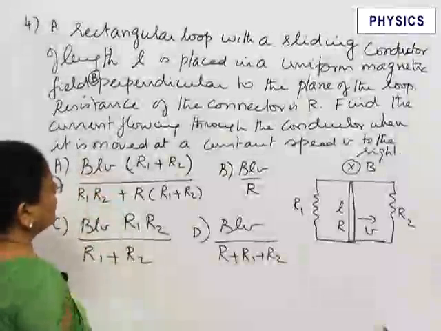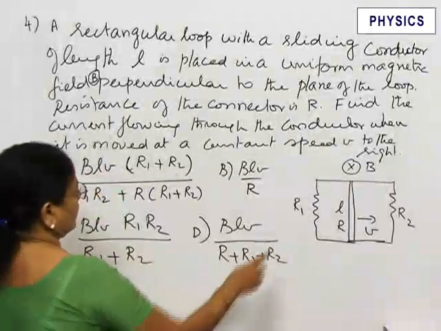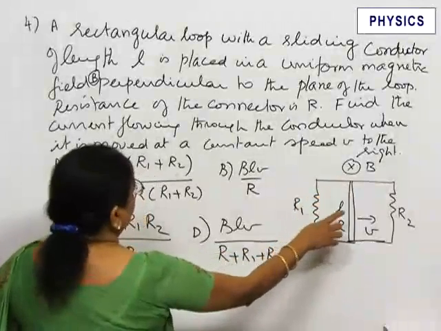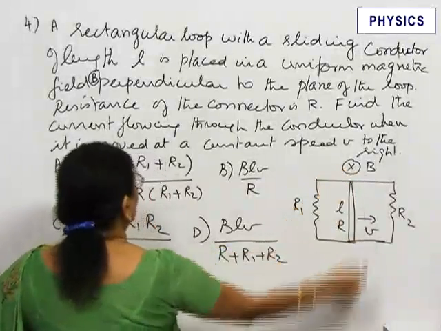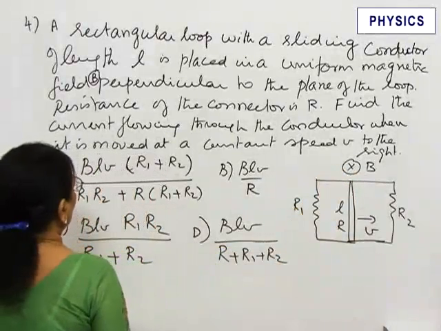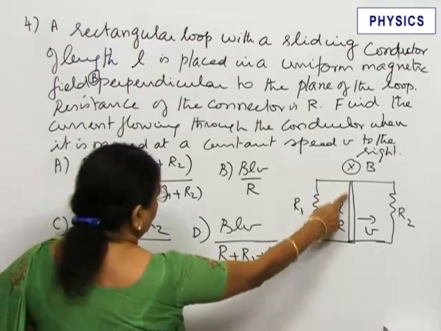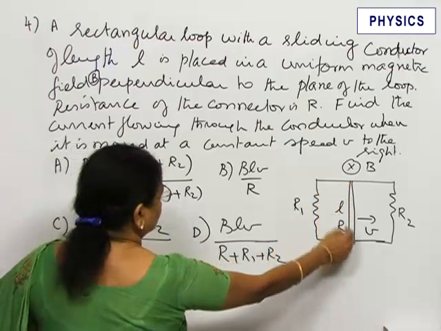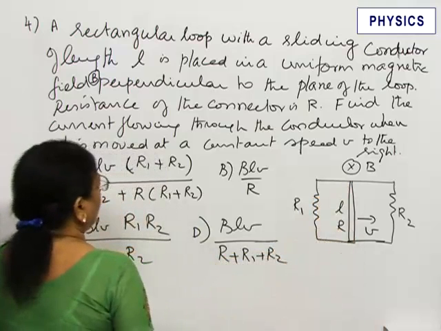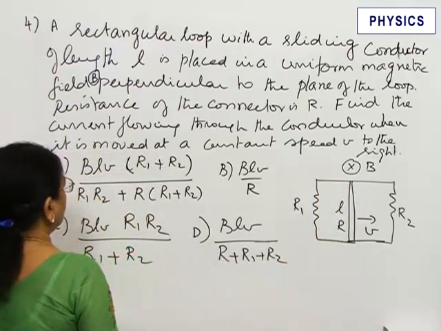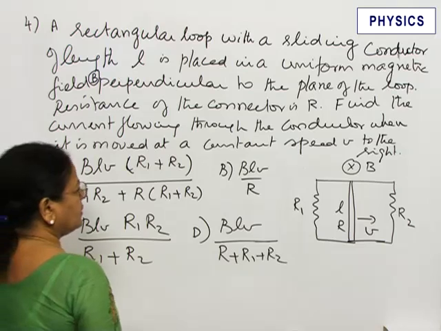Problem 4. A rectangular loop with a sliding conductor of length L is placed in a uniform magnetic field perpendicular to the plane of the loop. Resistance of the connector is R. So resistance of this moving connector is R. Find the current through the conductor when it is moved at a constant speed V to the right.